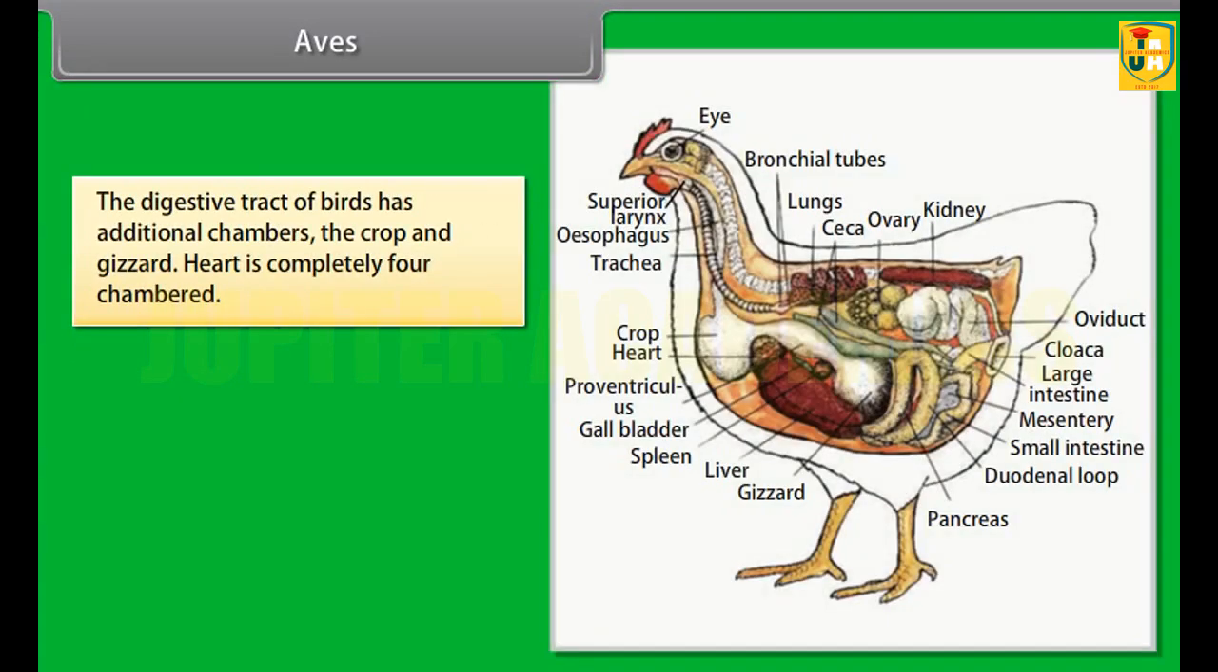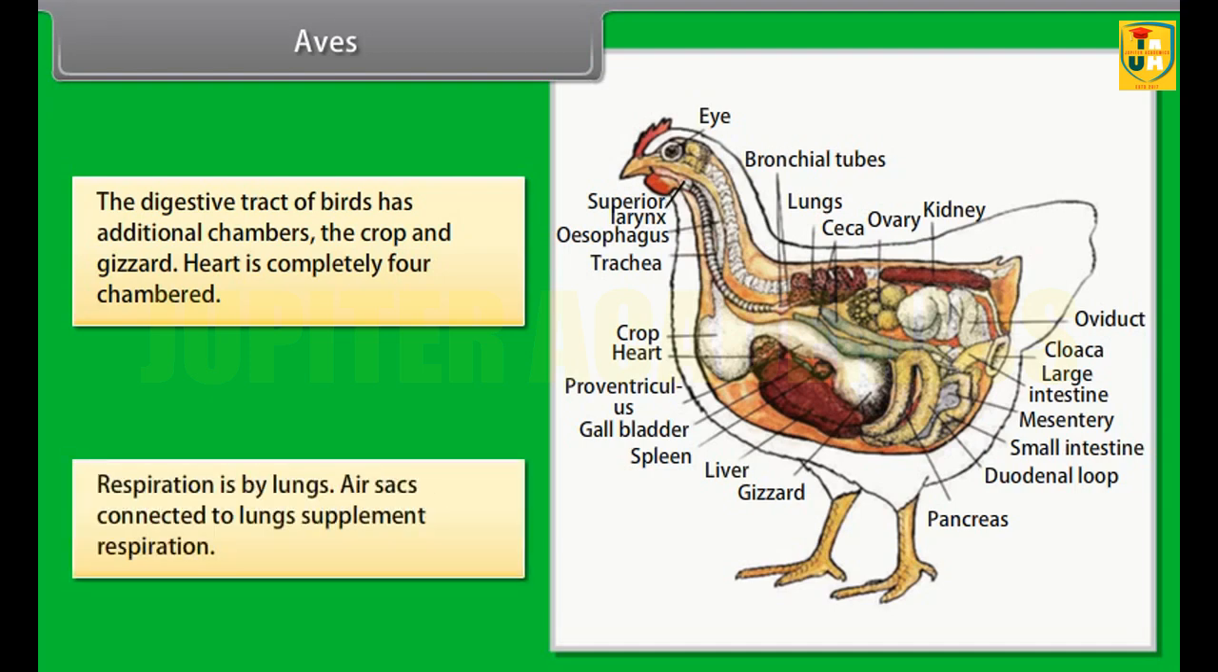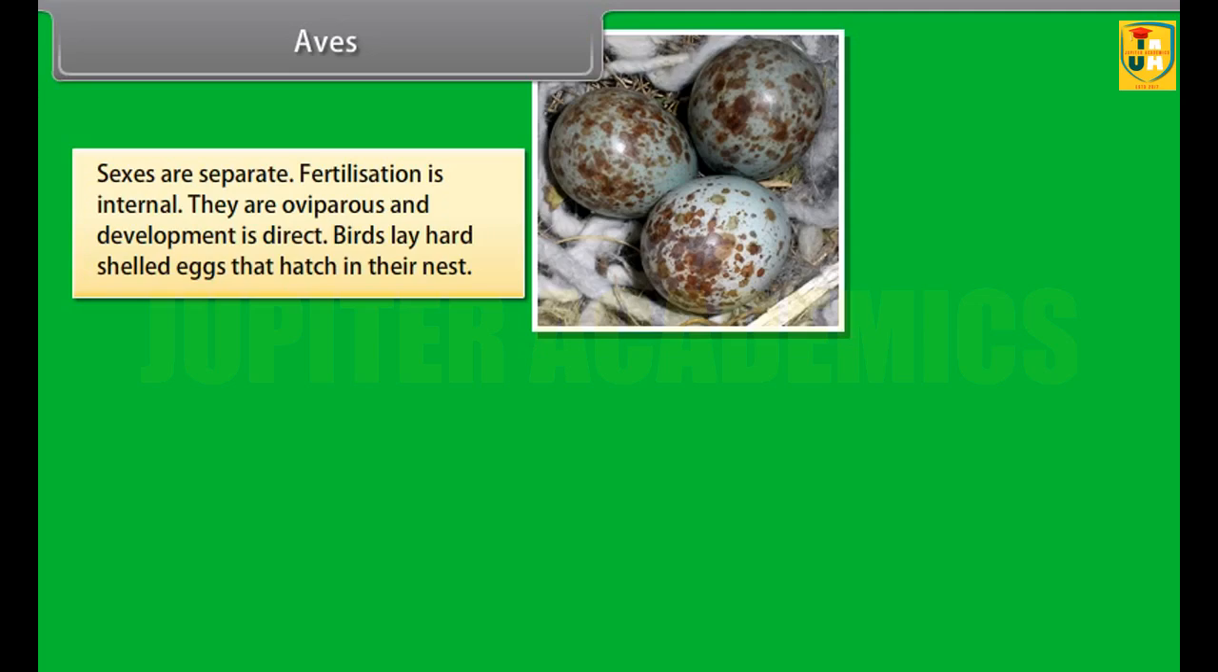The digestive tract of birds has additional chambers, the crop and gizzard. Heart is completely four-chambered. Respiration is by lungs. Air sacs connected to the lungs supplement respiration. Sexes are separate. Fertilization is internal. They are oviparous and development is direct. Birds lay hard-shelled eggs that hatch in their nest.